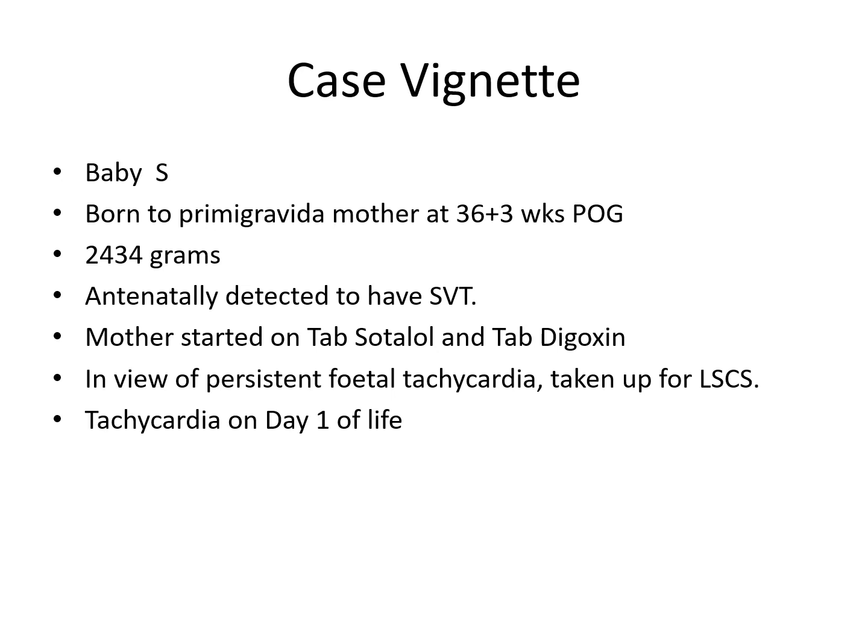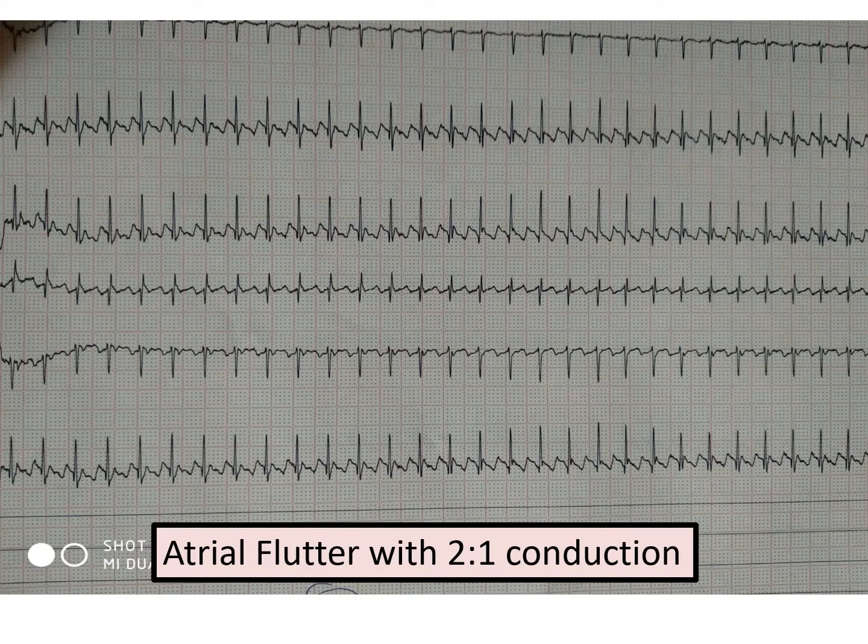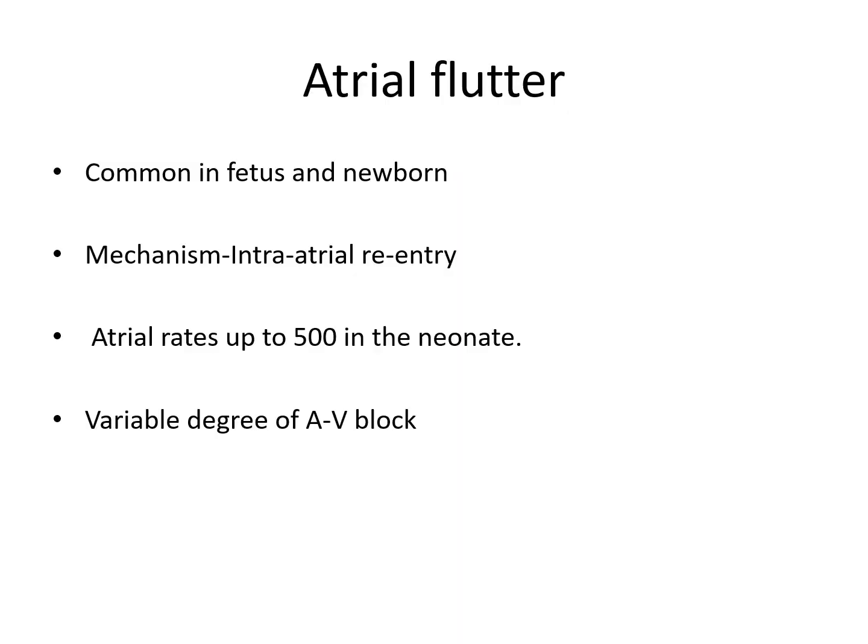The baby had tachycardia on day 1 of life. So if we look at this ECG, we can again see a narrow complex tachycardia, and we can see for every QRS complex there are 2 P waves. So this is atrial flutter with 2:1 conduction. We can also appreciate the classical sawtooth morphology of the P wave seen here. So this was an example of atrial flutter.